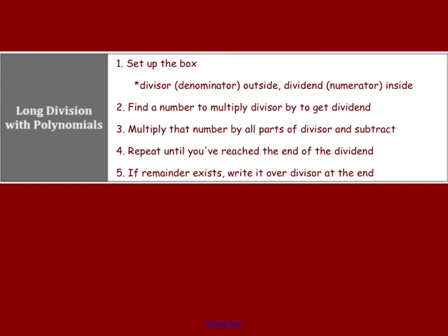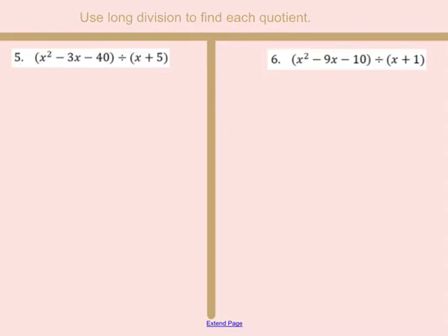Multiply all the parts and subtract. The subtraction part is going to be the hardest. Make sure you keep track of your negatives, and you're going to keep repeating this until you reach the end of the dividend. Then if the remainder's left, you write it over your original divisor. So that's a lot of words. Let's take a look at it in practice, shall we?